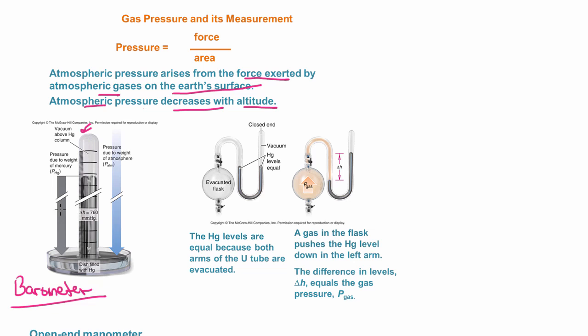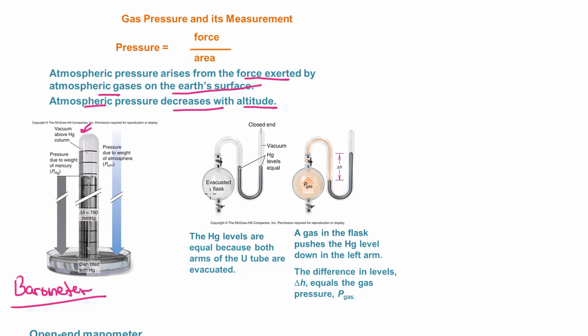The mercury in the dish is experiencing the full force of the atmospheric gases, and that will push the mercury up the tube until the pressure exerted by the mercury column downward, due to gravity, equals the atmospheric pressure at the base of the tube. So you can think of the height of the mercury column being a measure of the atmospheric pressure, and that height is going to change depending on the pressure at a given time.